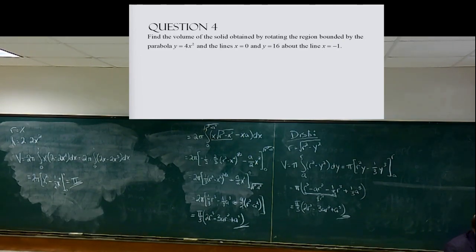Find the volume of the solid obtained by rotating the region bounded by the parabola y equals 4x squared, and the lines x equals 0 and y equals 16 about the line x equals -1. Now it's not an axis. So let's plot this region first. Let's see what it looks like.